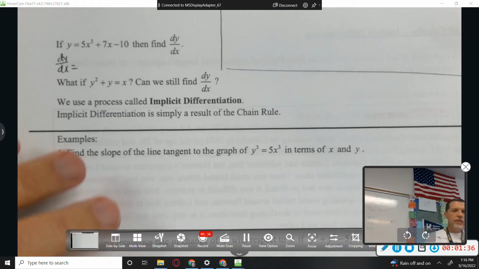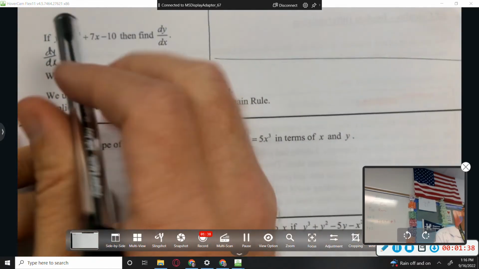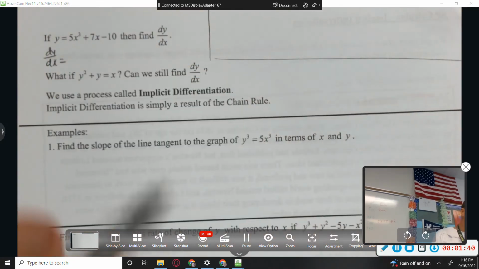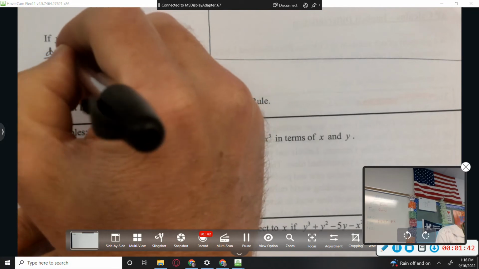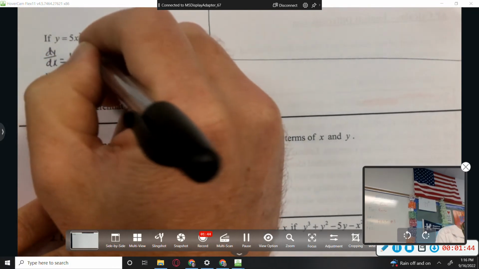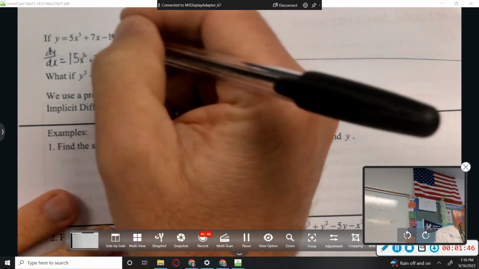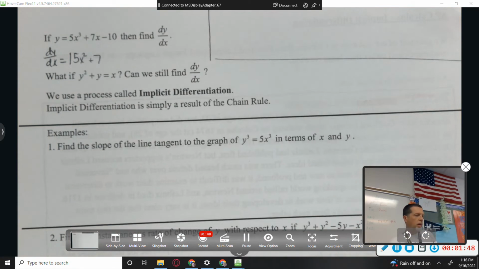You know it's taking long. So 15x squared plus 7, and then the derivative of 10 goes away. So 15x squared plus 7. No big deal, dy/dx.